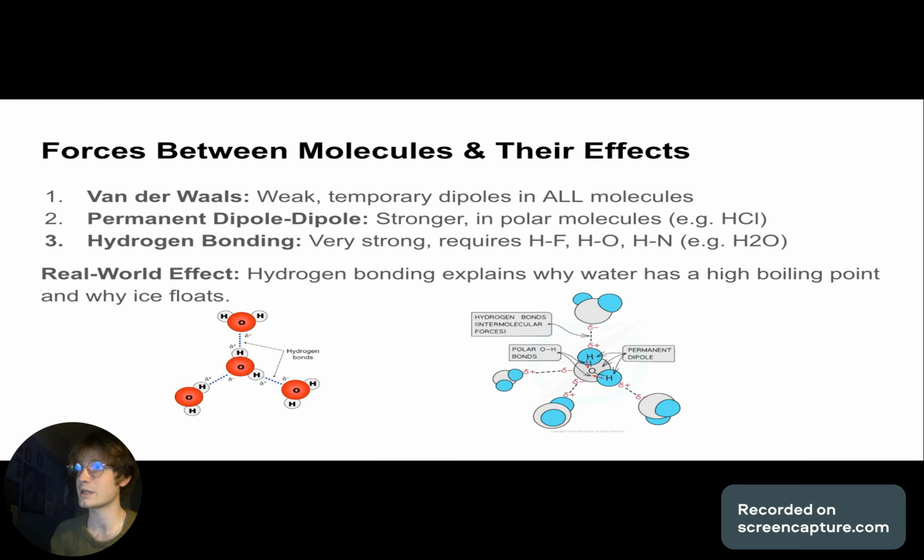Strongest of the 3 are hydrogen bonds, which are special cases of dipole-dipole attraction, but are much stronger. They occur when hydrogen is bonded to fluorine, oxygen, or nitrogen, 3 very electronegative elements. The hydrogen becomes so positively charged that it can strongly attract lone pairs in nearby molecules. For example, in water, hydrogen bonds explain why water has such a high boiling point for its small molecules, why ice floats, and why it has such high surface tension.